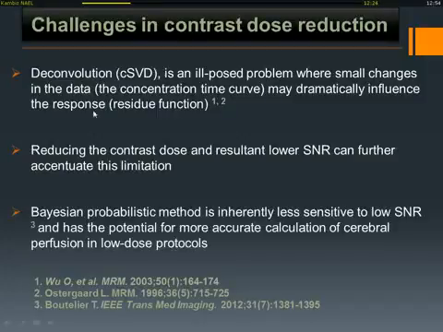And when Bayesian was introduced by Olea, that was really one inspiration behind this study, because in the literature they showed that Bayesian is inherently less sensitive to low SNR and has potential for more accurate calculation of cerebral perfusion with low-dose protocols. So we decided to use it and give it a try, see if that works.